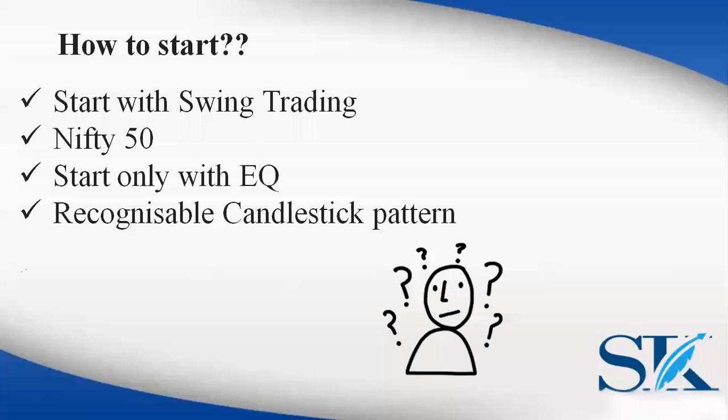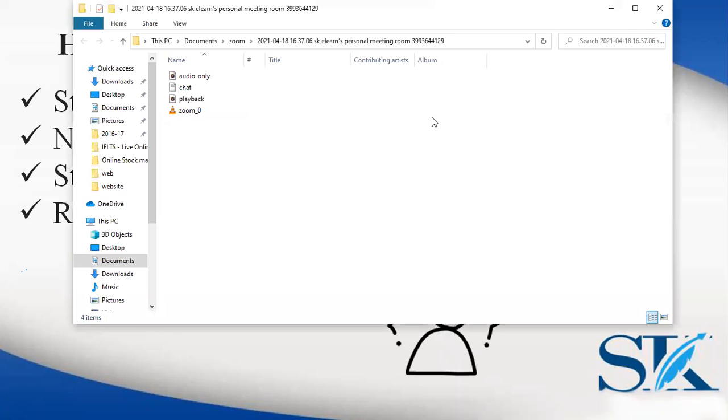So first thing, start with swing trading. Don't go for intraday. Don't go for long term. Look at your patterns or whatever strategies you have used, and keep your timeline of a couple of days or a week max. That is the ideal way to start. Only start with Nifty 50 shares. I will show you how to look up Nifty 50 shares in a couple of minutes.